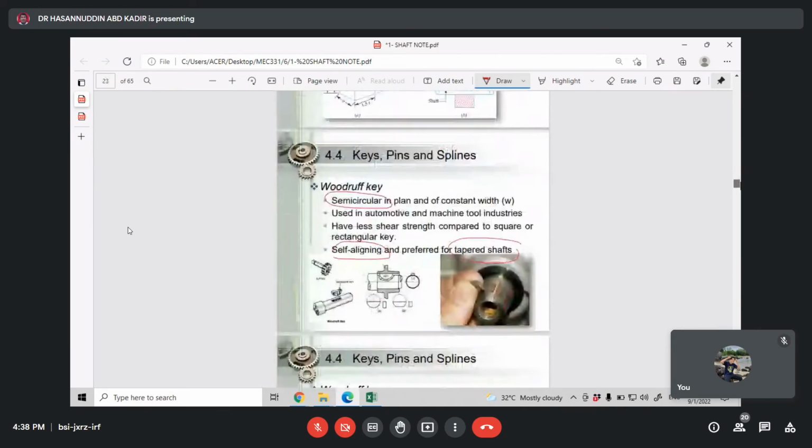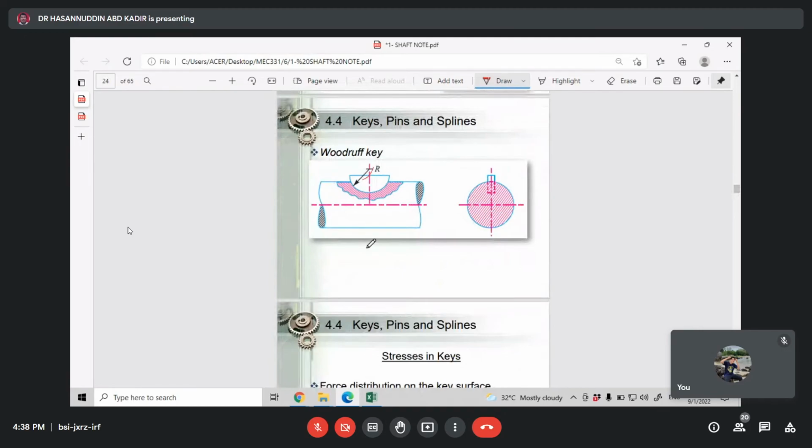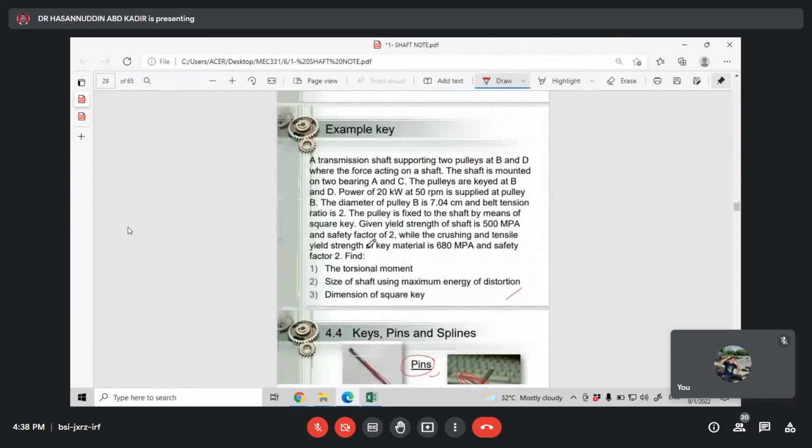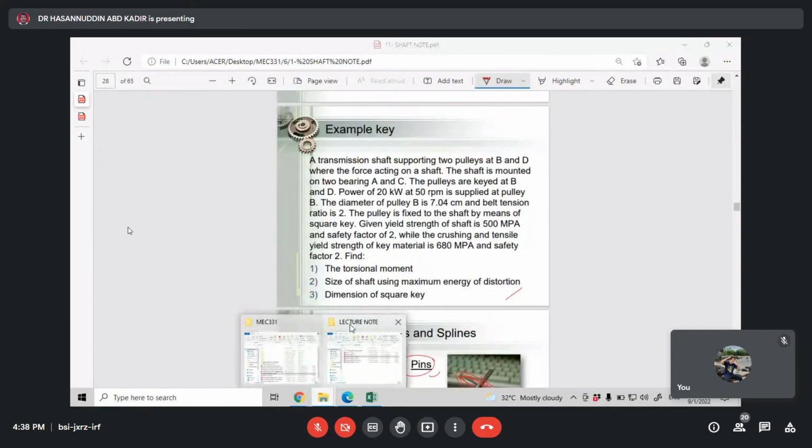Okay, ni siapa-siapa nak tanya soalan boleh tanya dulu. Ni lebih kepada teori je lah. Okay, tengok.